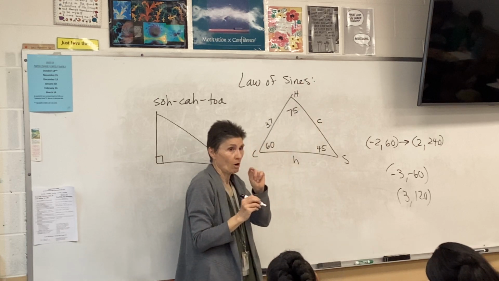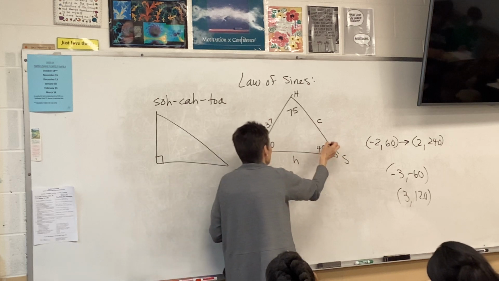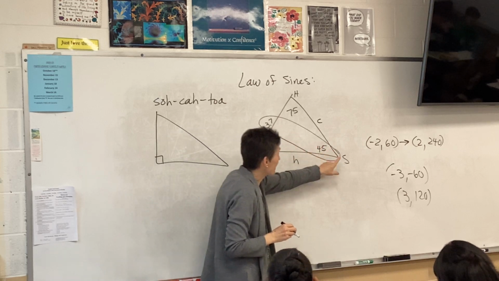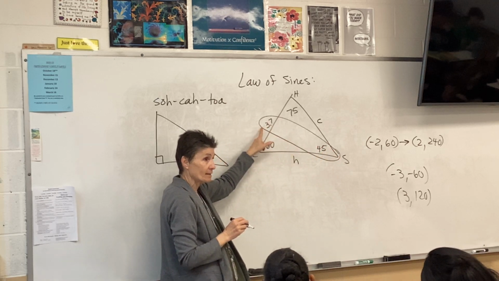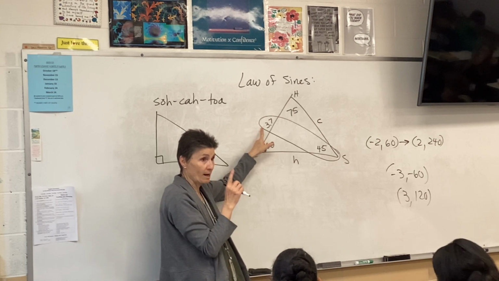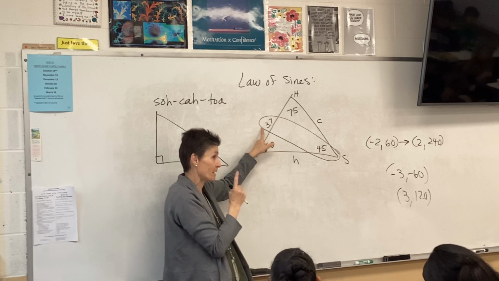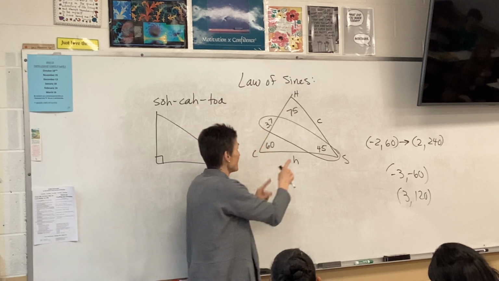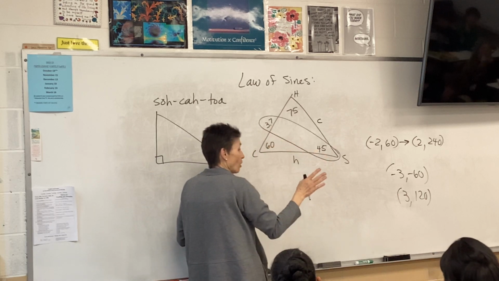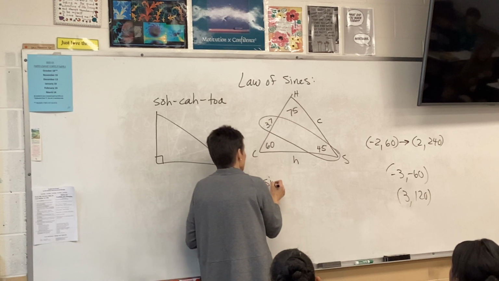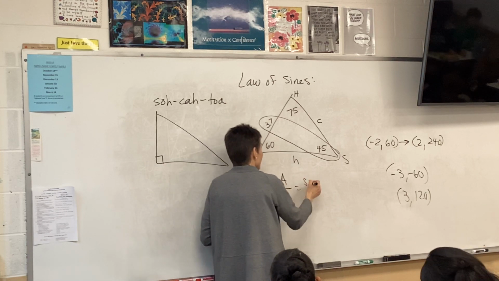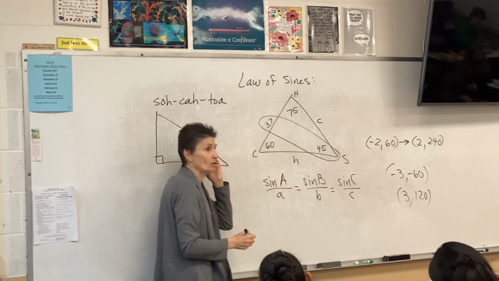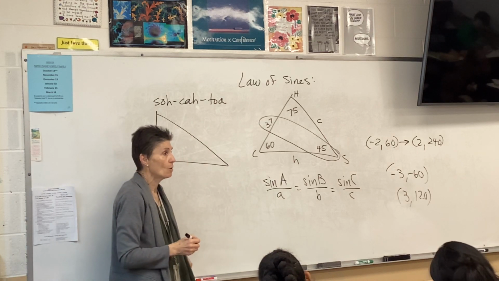It hinges on, however, you having information like this. This is what I call a pair. I have angle S and I have side S. In order to use the law of sines, you have to have one pair, okay? If you don't, we'll use the law of cosines. But if we have a pair, we're going to use the law of sines. And this law of sines simply says sine A over A equals sine B over B equals sine C over C. Everybody loves the law of sines. It is so easy.